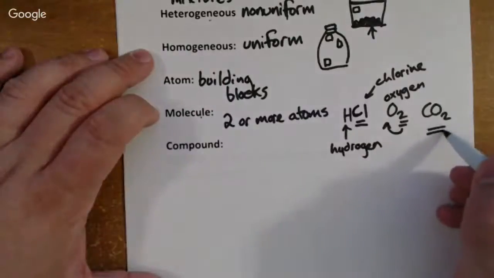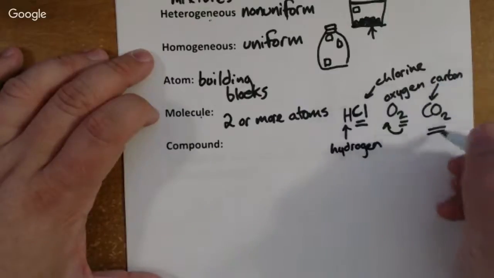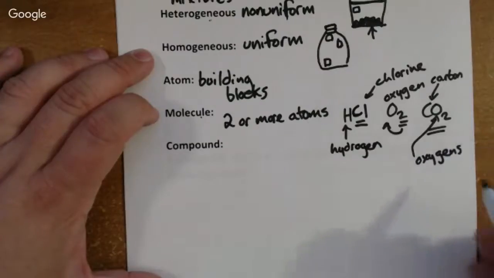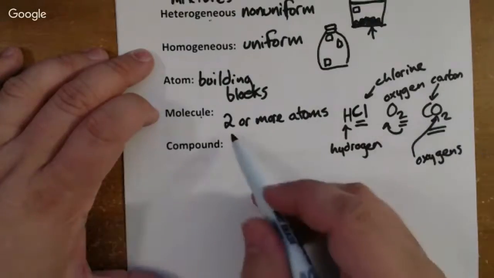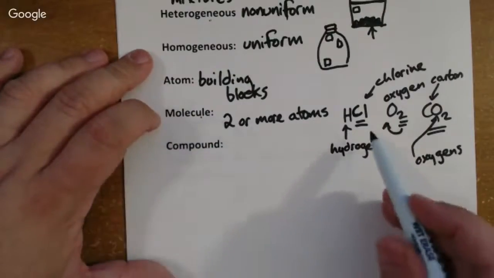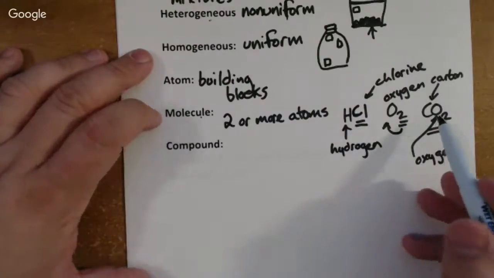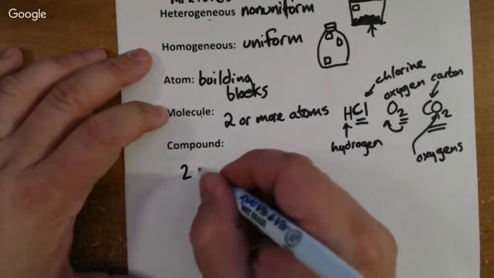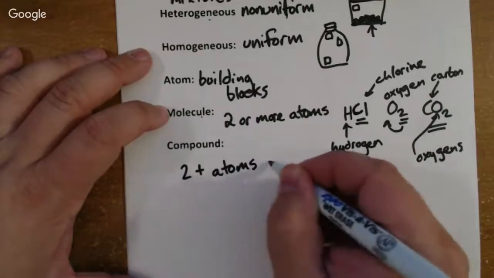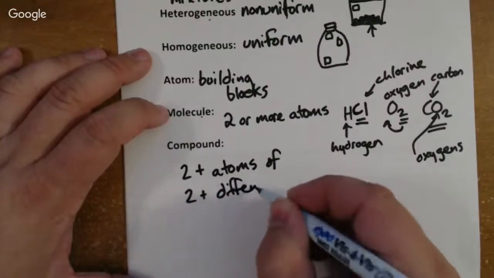I've got 3 atoms over here. I've got C, which on your periodic table is called carbon, and 2 O's that are oxygens. That makes CO2, 3 atoms. That meets our requirement of 2 or more atoms, a molecule. Now, all 3 of these are molecules, but not all 3 of these are compounds. Compounds have to be 2 or more atoms of 2 or more different elements.